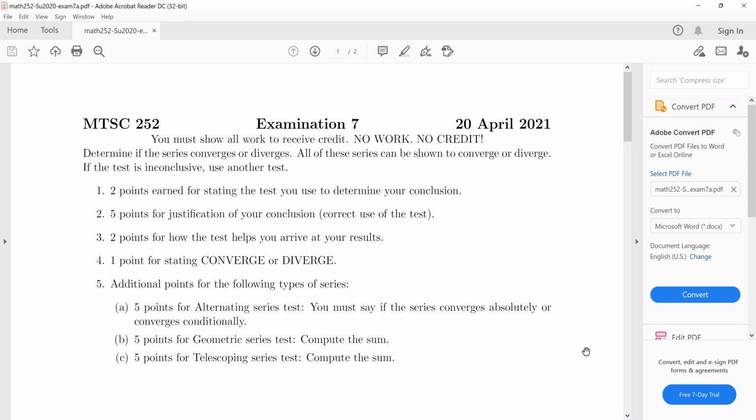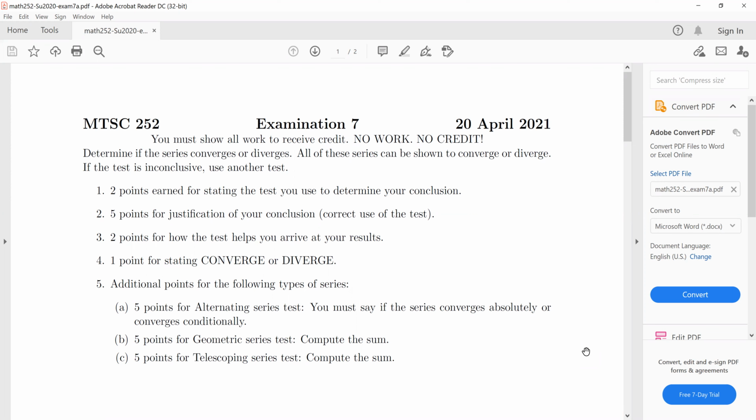5 points for justification. So all that work that we just did, showing that rho is equal to the limit of whatever, all of that is the justification, showing why your test gives you the correct use of the test. 2 points for showing how the test helps you arrive at your results. That means if with the test you get rho is equal to 0.5, then you say it is less than 1, it converges, then you will get 2 points for being able to show that you use the fact that rho was less than 1, and then you will get 1 point for saying that your final answer is to converge.